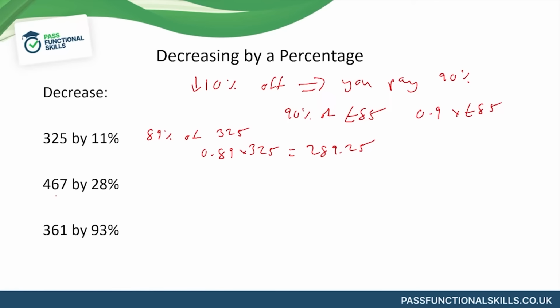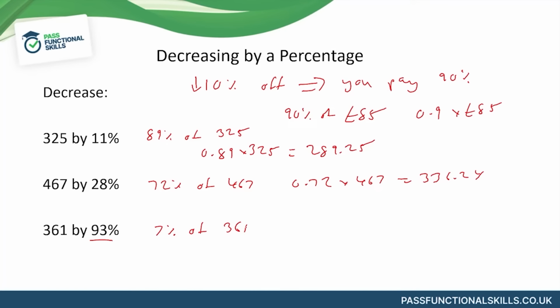If you're decreasing 467 by 28%, 100% take away 28% is 72%. So we need to work out, well, what is 72% of 467? 0.72 times 467, and that comes to 336.24. If you're decreasing something by 93%, let's say it's 93% off £361, then you're paying 7% of £361.